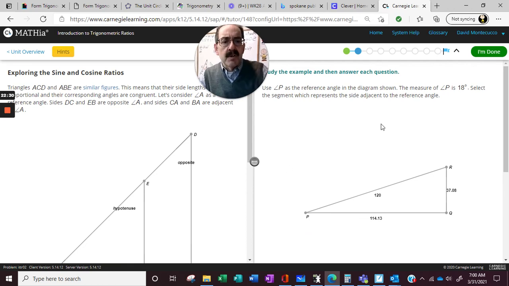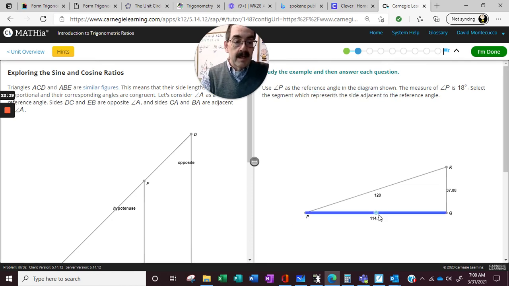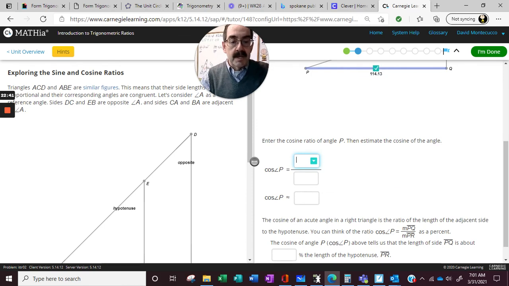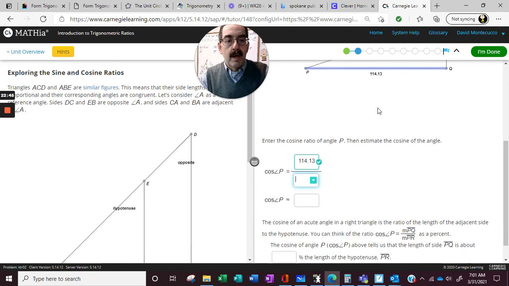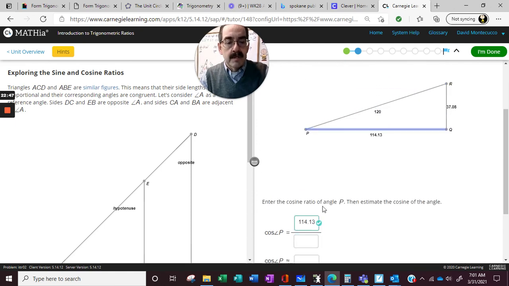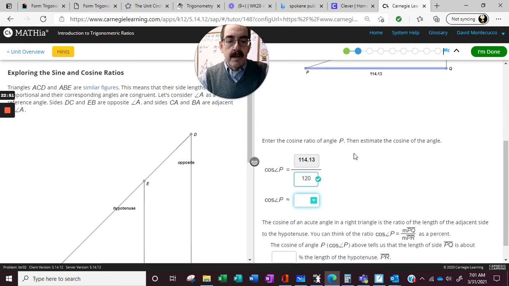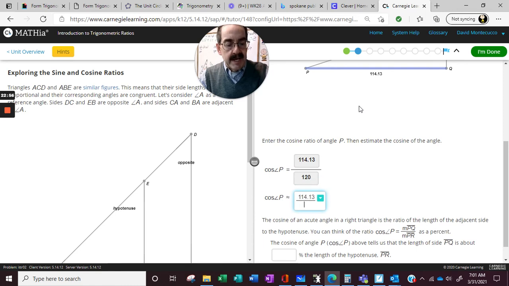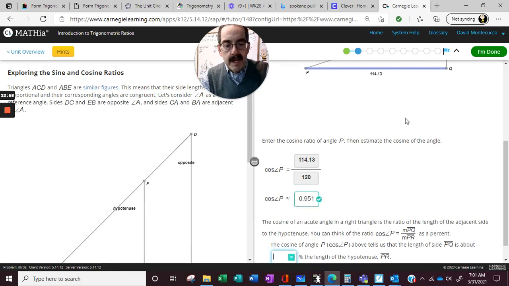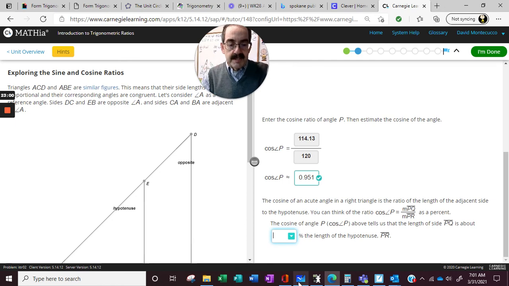All right. So the reference angle, 18. Select the segment that represents adjacent. Angle P. There's our adjacent. So it's going to be 114.13. Enter. Okay. Over the hypotenuse, 120. Okay, cosine is just 114.13 slash 120.